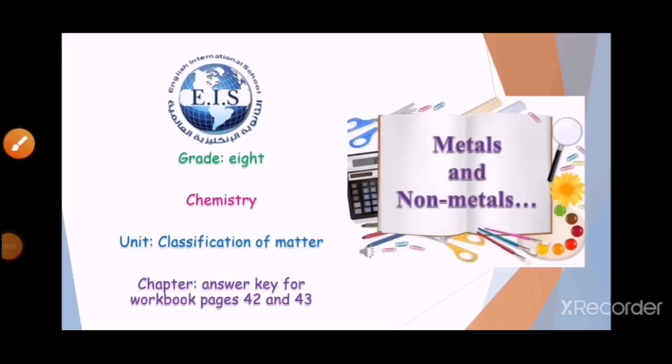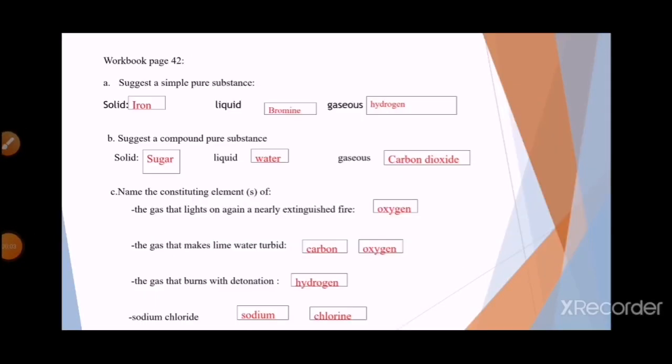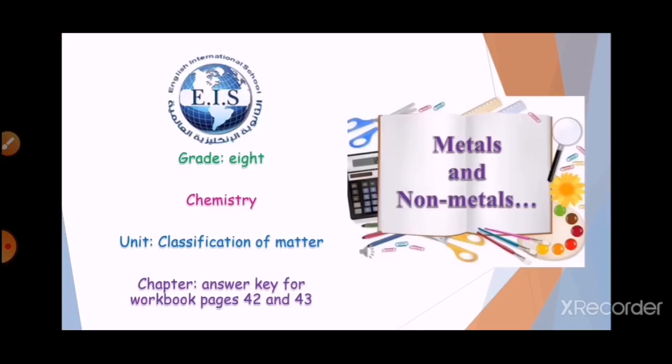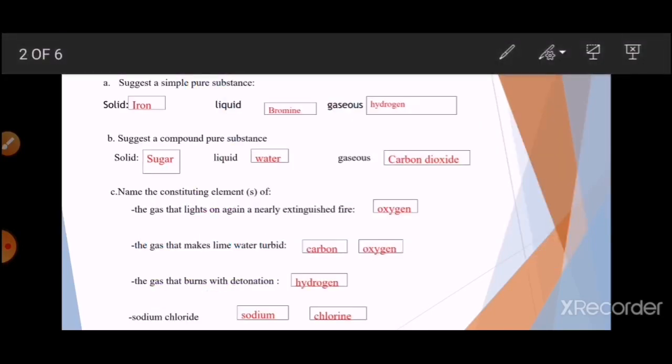Grade 8 students. We'll solve together your workbook page 42. The first part, you have to suggest a simple pure substance in the solid state. As we know, all metals are solid at room temperature, so you can choose any metal such as iron, copper, silver, gold, zinc. All of them are simple pure substances in the solid state.